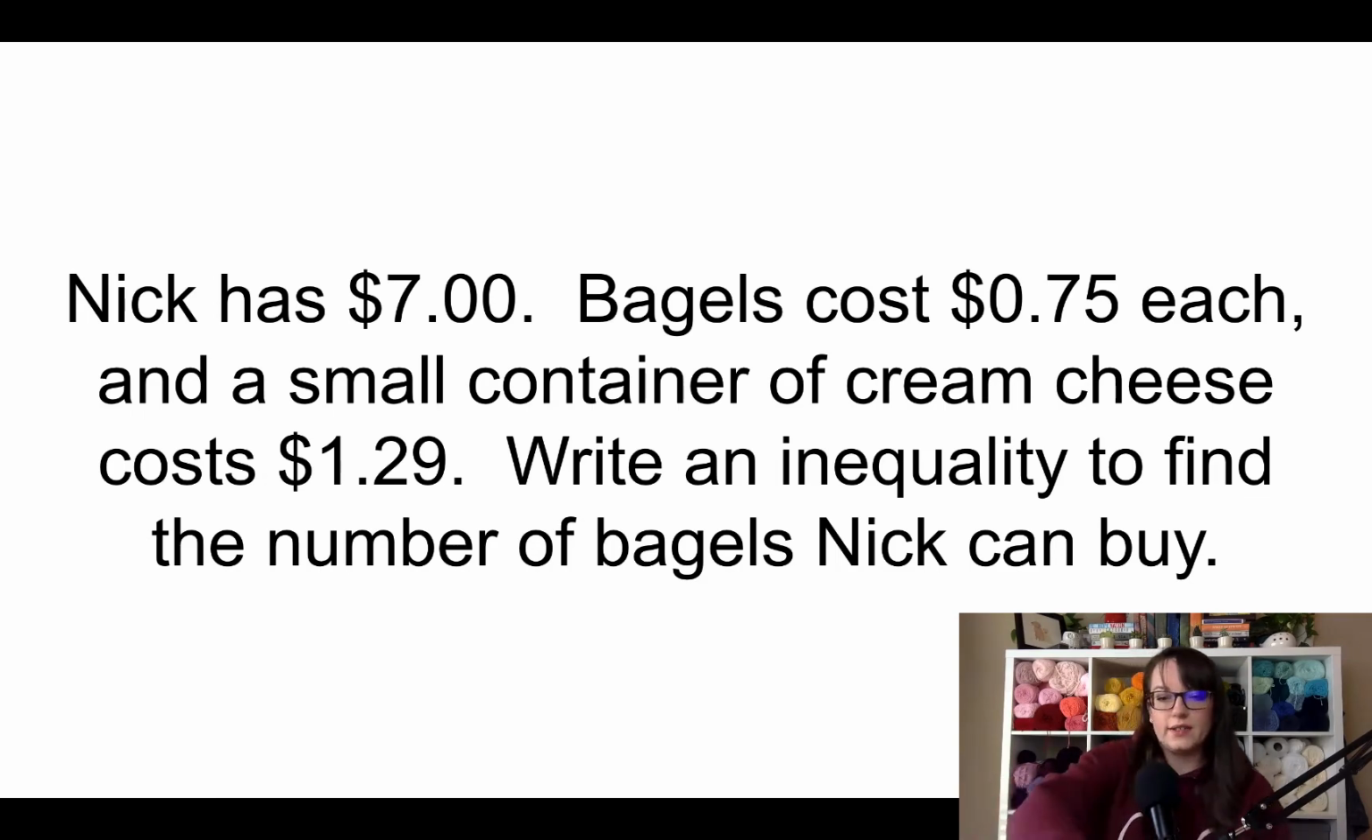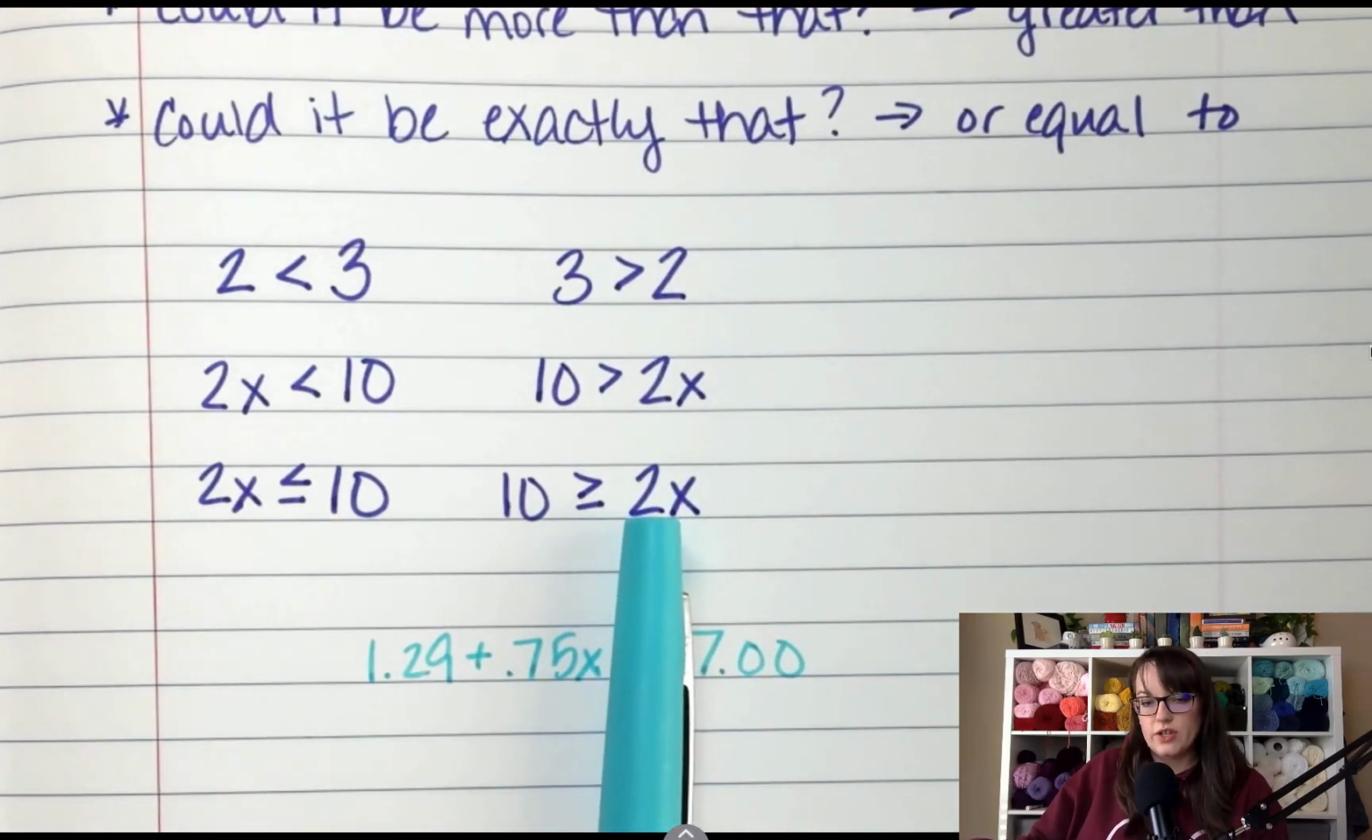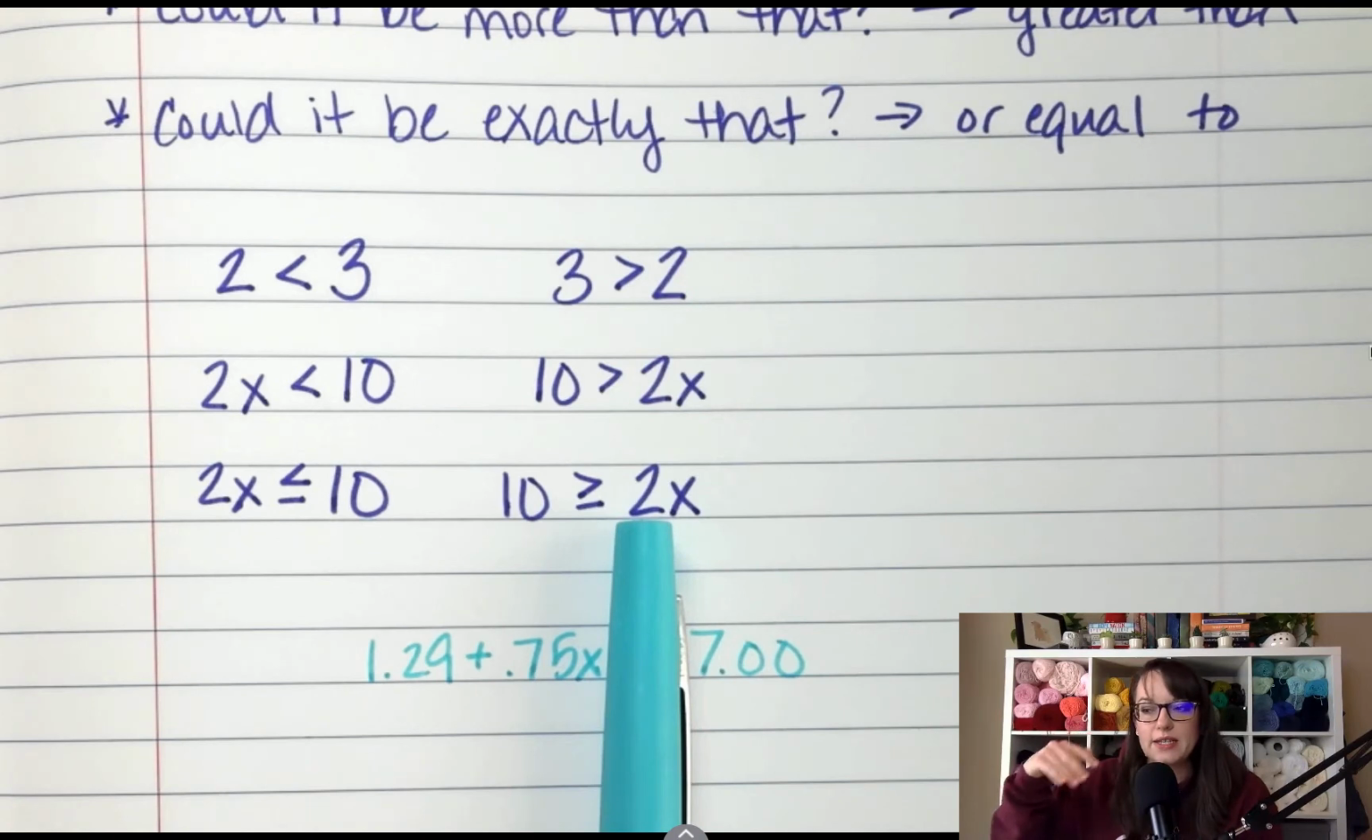All right, here's what I got. So the cream cheese costs $1.29, the bagels are 75 cents each, and Nick has $7. So now I'm going to ask myself, could he spend less than $7? Yes, he could spend less than $7. Could he spend more than $7?